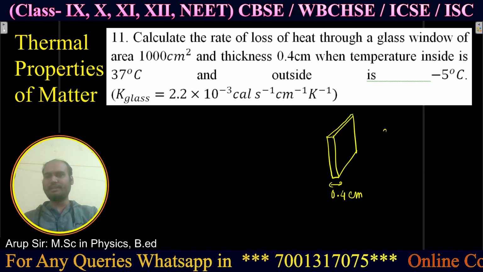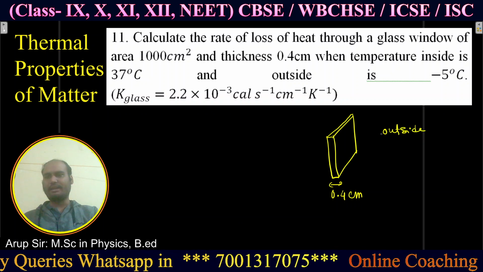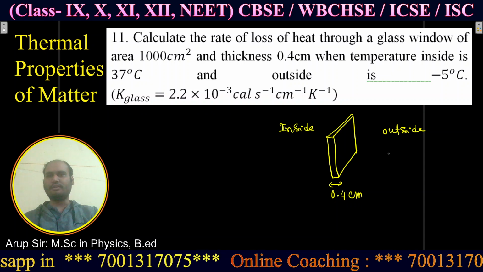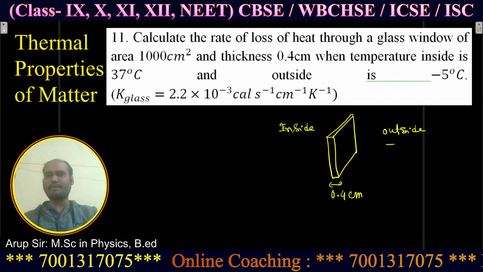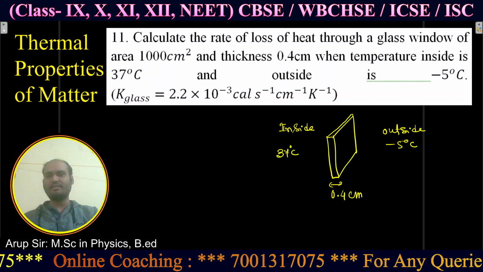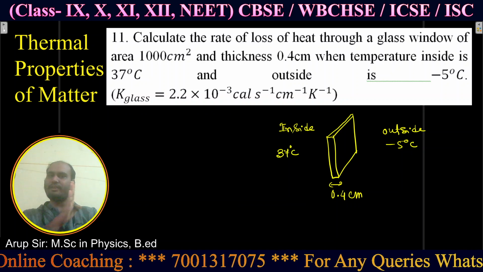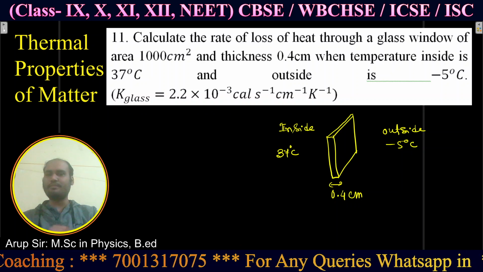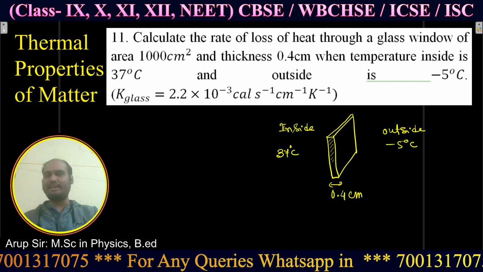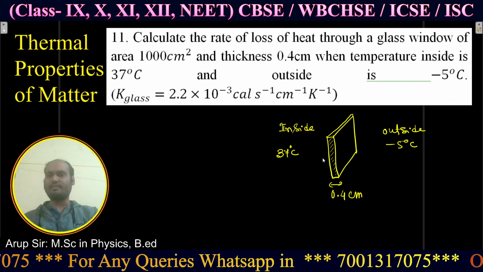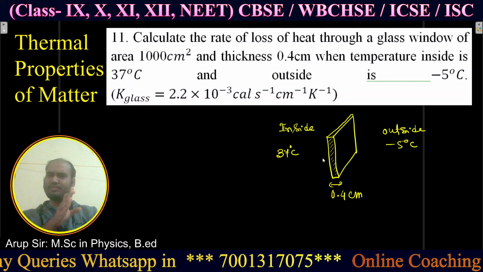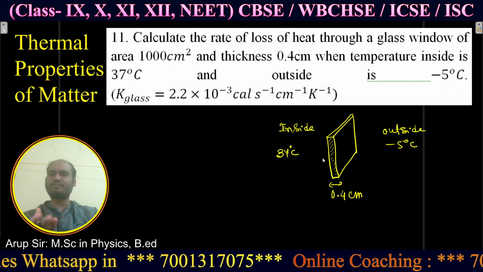Now what is happening? Let's suppose this is outside and this is inside the room. Outside, the temperature is minus 5 degrees centigrade and inside, the temperature is 37 degrees centigrade. What will happen? Heat will try to go from higher temperature to lower temperature, and since a layer of glass material is present in between them, heat will transfer through that glass material. So it is the process of conduction.